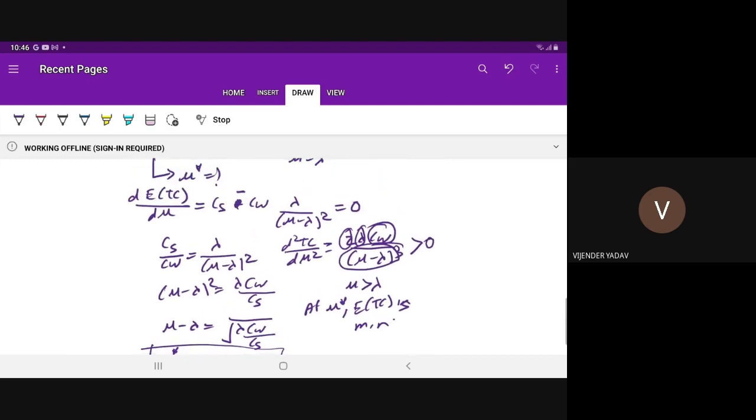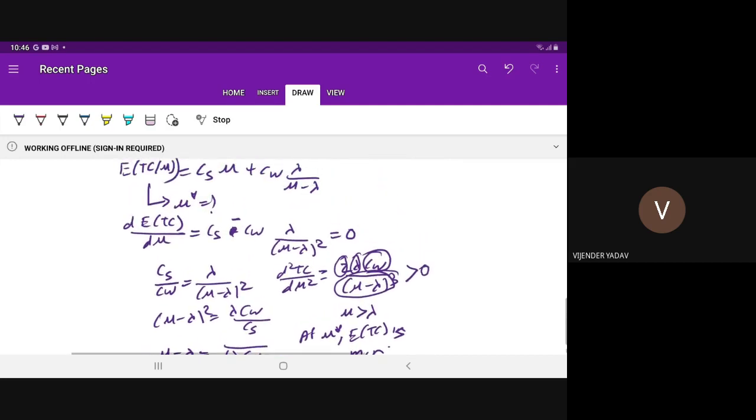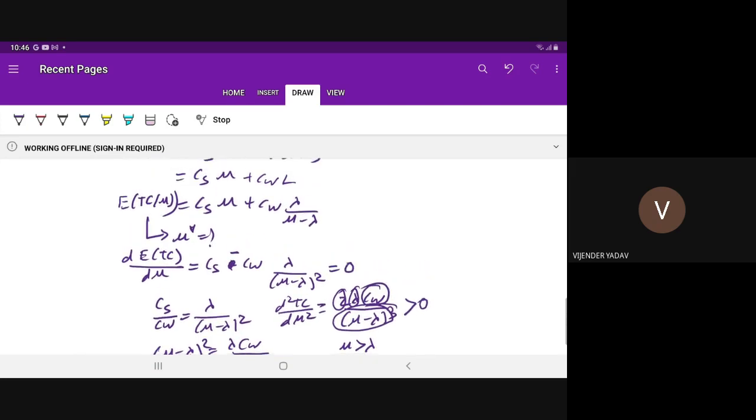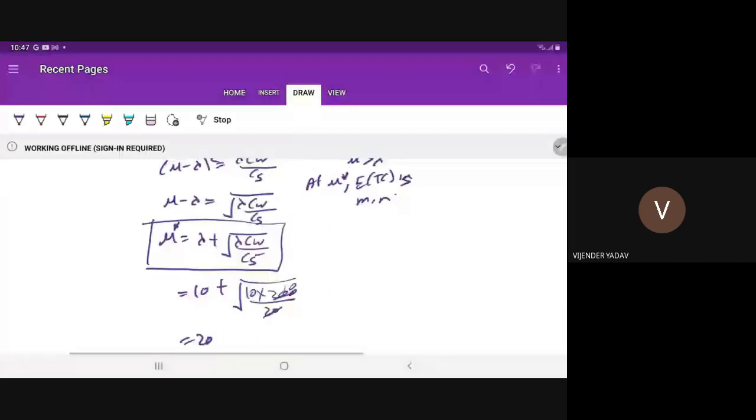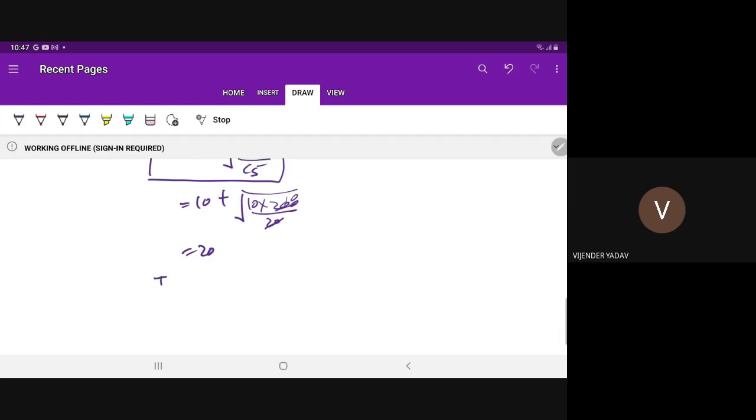So total cost here we have computed as CS, which is 20, times 20, plus CW, which is 200, times lambda upon mu minus lambda, that is 10 upon 20 minus 10. So 10 and 10 cancel out, so it is 200. It is 400. So total cost will be 600. So here we have ETC star is equal to 600.